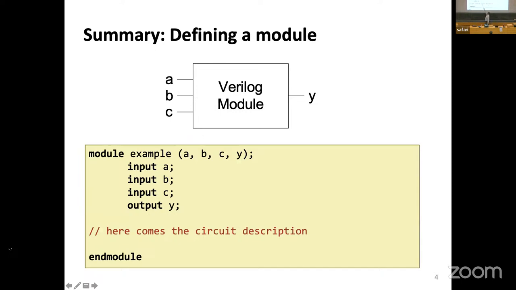This is the name of the module, in this case, example. We list the inputs and outputs. We tell whether or not they are inputs and outputs. So A, B, C are inputs, Y is an output. And then we finish our module saying endmodule. Great. And then in between comes the circuit description.